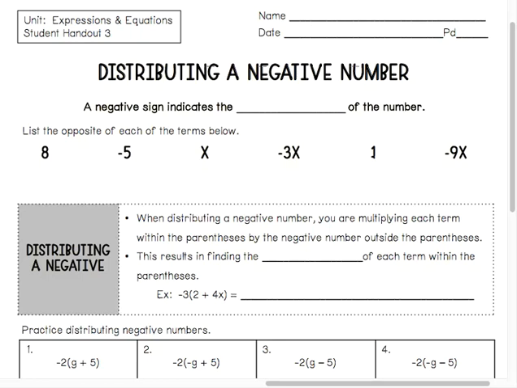All right, so the first part is a negative sign indicates the opposite of a number. List the opposite of the terms below. So right here, if you're following along, the opposite of 8 would be -8. And the opposite of -5 would be 5. And then the opposite of x will be -x.